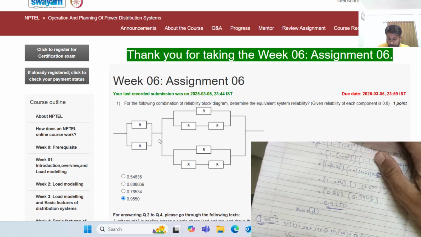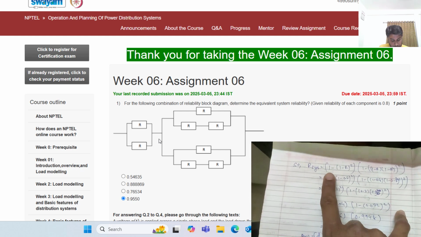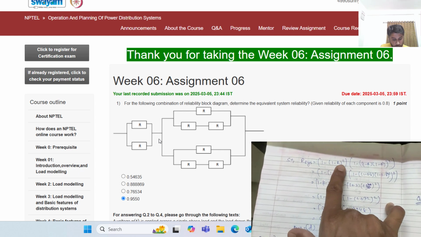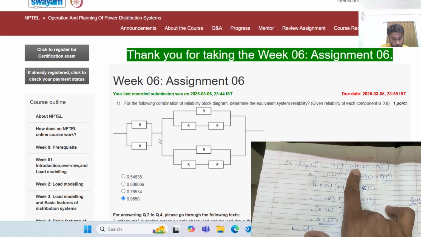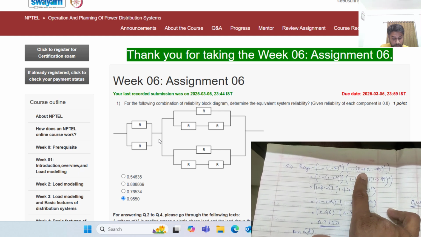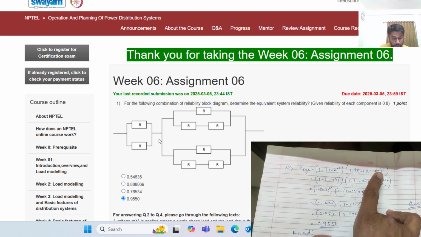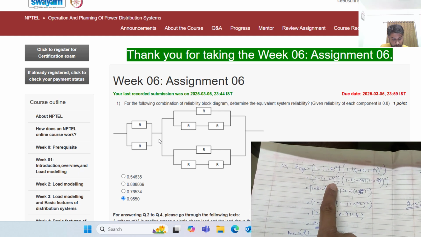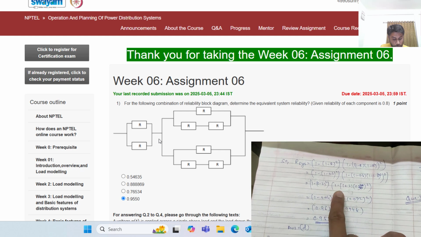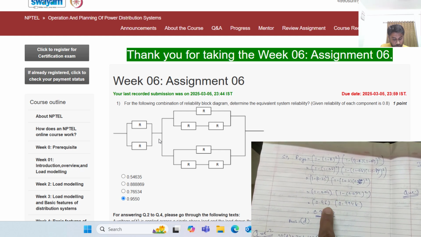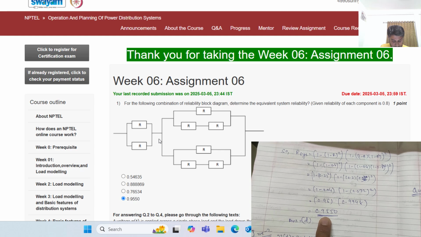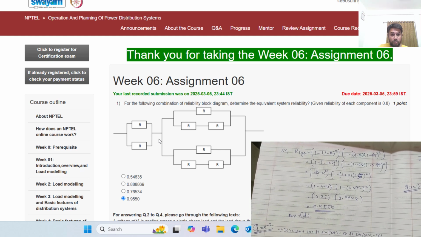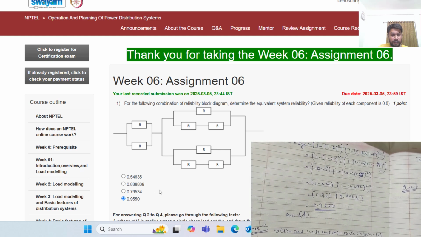So the total reliability of the system can now be written as 1 minus 1 minus R square into 1 minus, in the bracket, 1 minus R into 1 minus R square, whole square, bracket complete. Now if we put the value R equals 0.8 in this system and calculate, the answer is 0.9550, so the answer is D in this case.